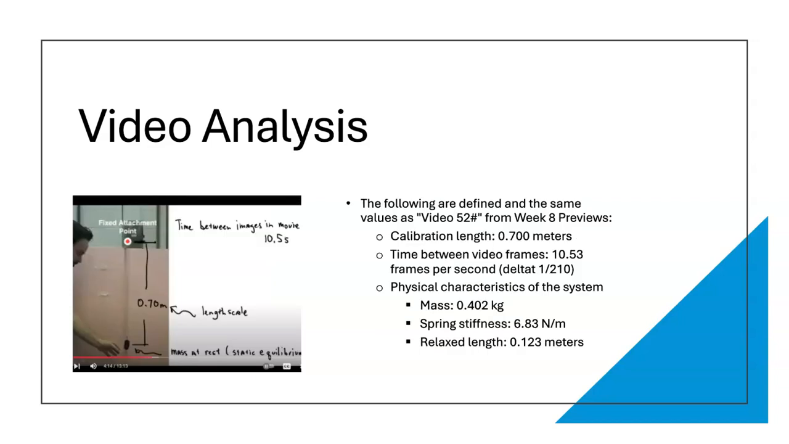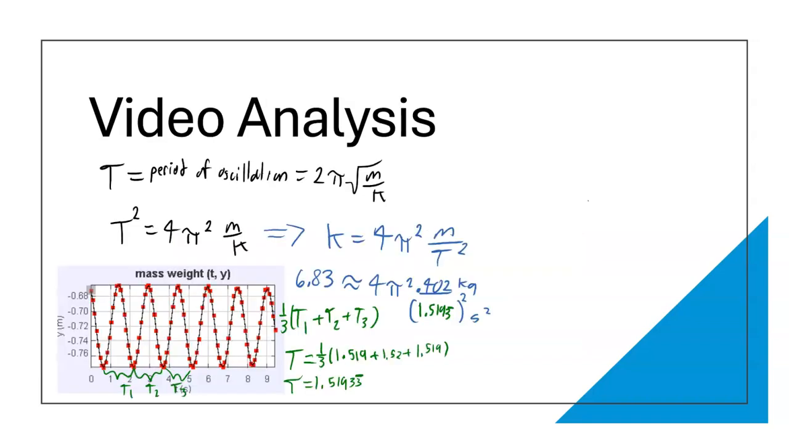Some of our beginning characteristics are also given by a video. Video 52 from the week 8 previews is what I was told to reference. So the calibration length is 0.7 meters. The video frames per second is 10.53. We're sticking with delta t of 1 over 210 that was provided in the GlowScript code, and it should work for our purposes. Mass 4.402 kilograms, spring stiffness of 6.83, and a relaxed length of 0.213 meters.